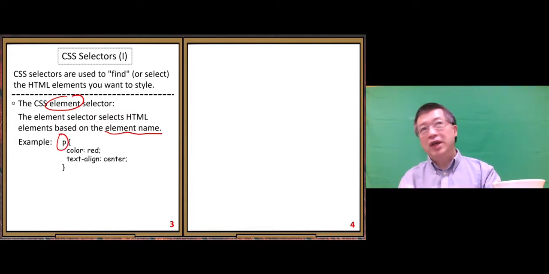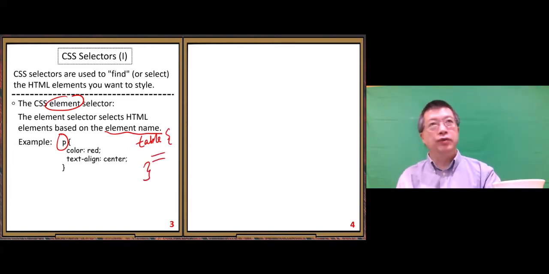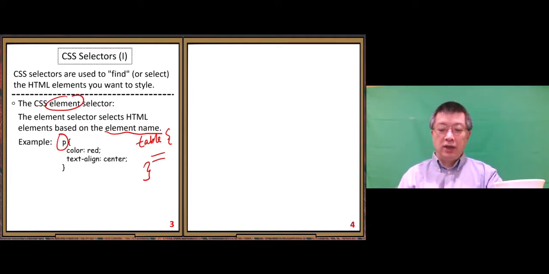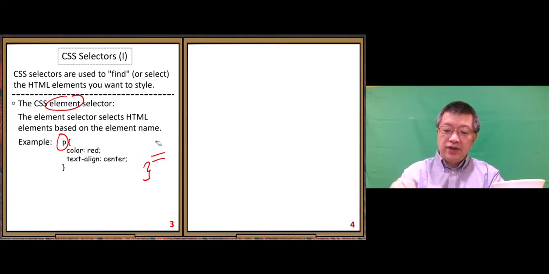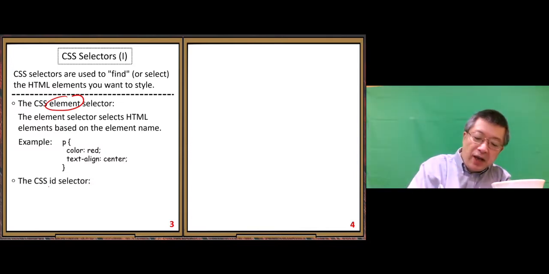For other elements, you can do similar things. For example, for the table element, you can write table here, right? Then all the rules you define for the declaration apply. So this first type, the element selector, is very straightforward. Second type, ID selector.